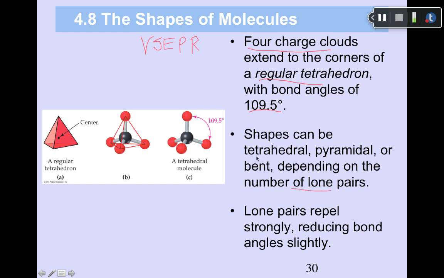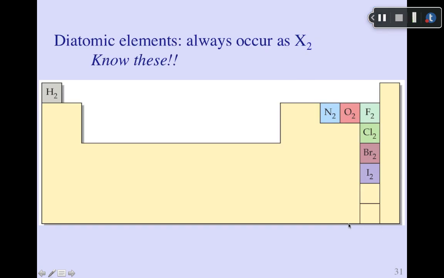The shapes are going to be varied depending upon the number of lone pairs. Without any lone pairs, it's tetrahedral. With one lone pair, it's trigonal pyramid, or bent if you have two lone pairs. Lone pairs repel strongly, and they will distort things, giving you slightly different bond angles, as you've already noticed by now. All right, one last thing to comment.